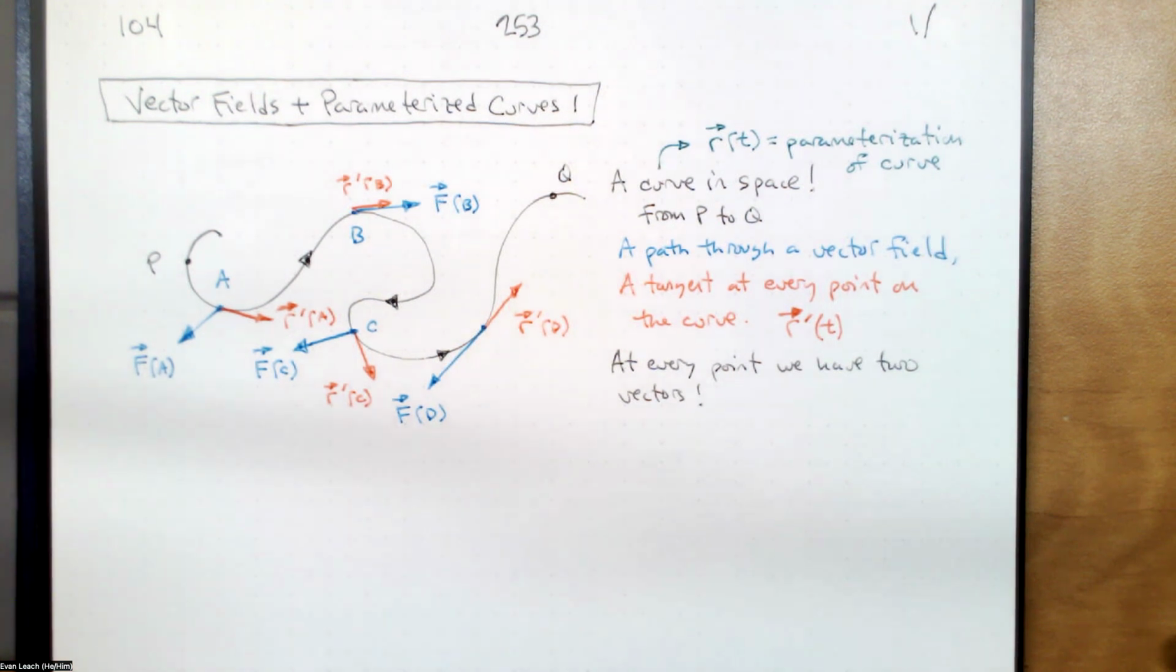At every point, we have 2 vectors. What might we do with these 2 vectors? Multiply. What ways do we have to multiply? Dot product or cross product. We got 2 ways to multiply. Cross product, dot product. It makes sense that I would immediately think about multiplying these 2 vectors at every point along the curve.